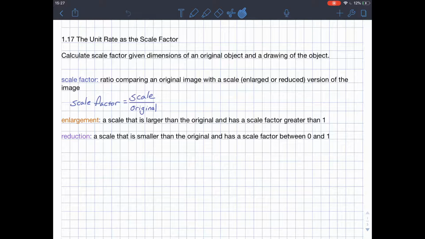Hello everyone, and welcome to 7th grade Math Module 1, Ratios and Proportional Relationships. In this video, we're looking at Lesson 17, the unit rate as the scale factor.